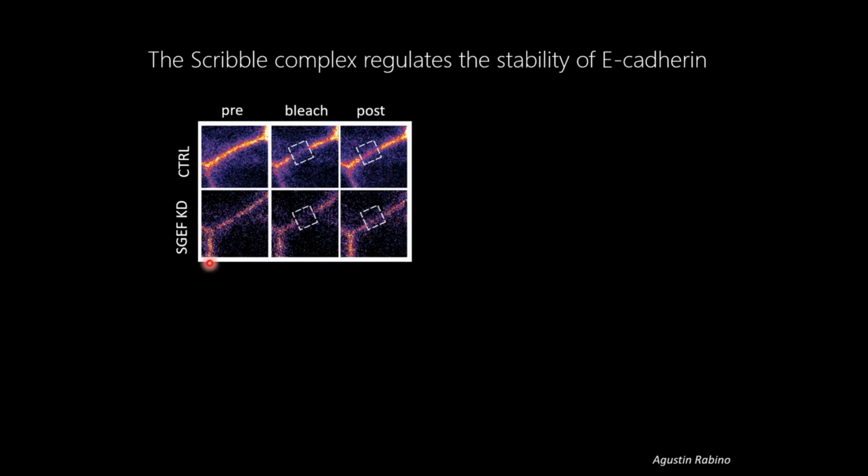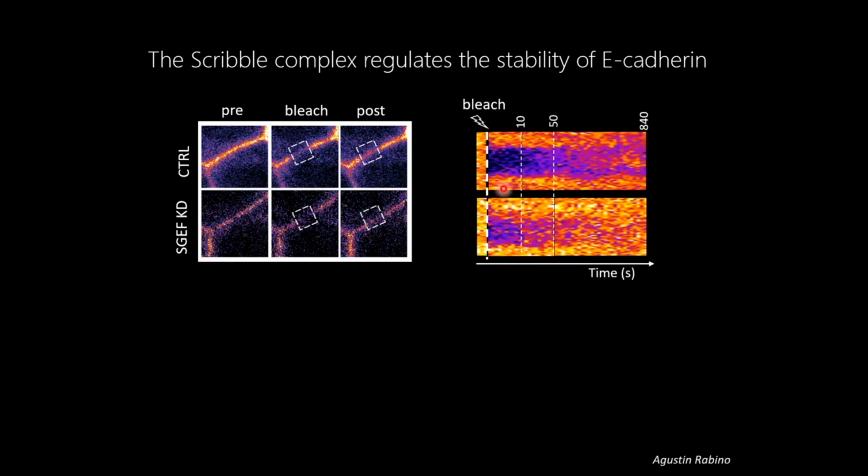We can visualize this using a kymograph in which you can see the fluorescence intensity along a junction on this axis, and then time on this axis. So here you can see the bleach event and the bleach area, and how over time in control cells, it takes quite a long time to recover. You see that the bleach area is very stable, meaning that there's no fluorescence coming in from the sides, and then very, very slowly it starts to recover.